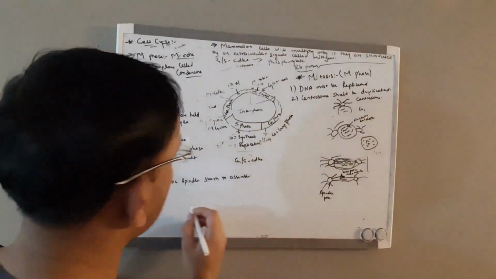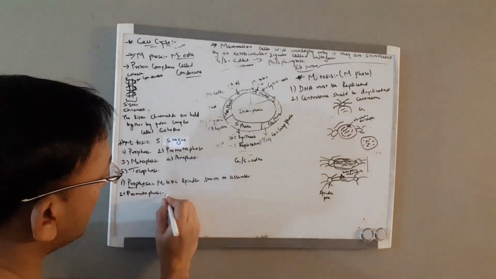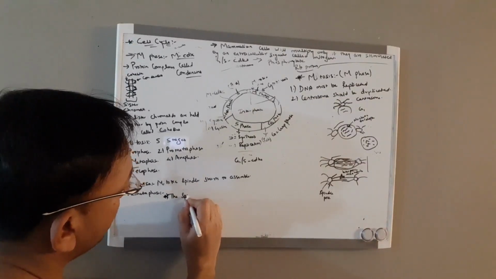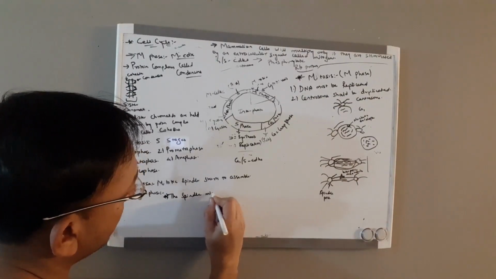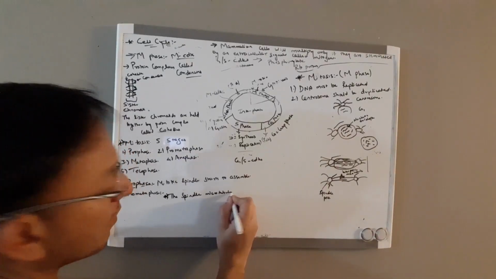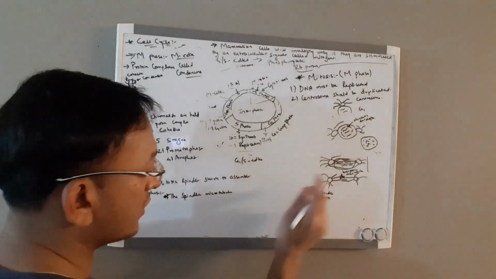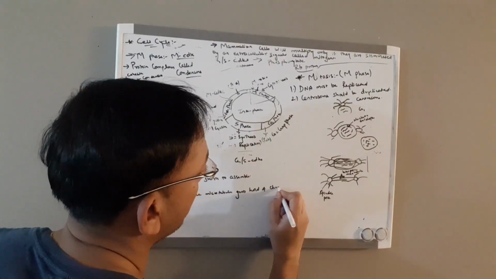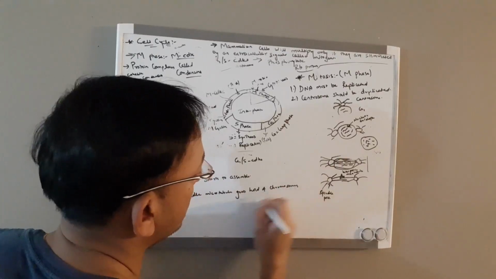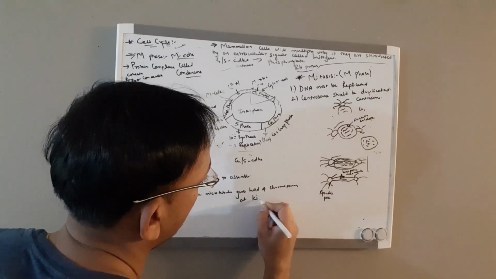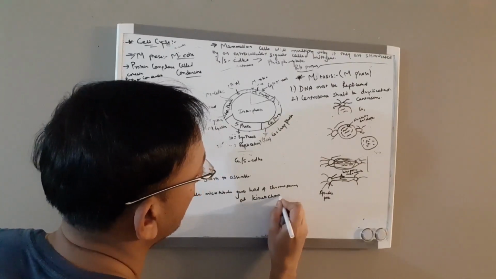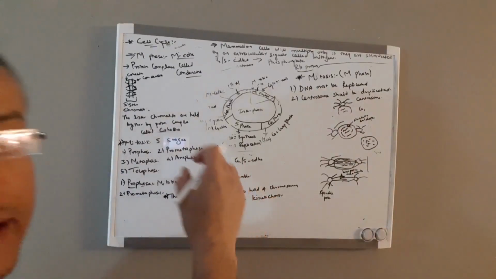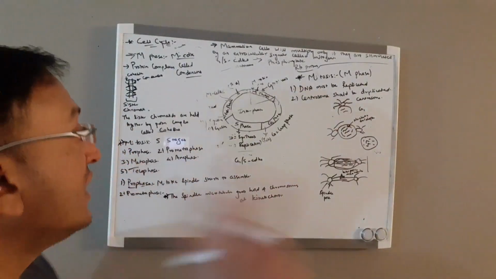So, all right, I will write it down here as a point. The spindle microtubules grab hold of chromosomes at the kinetochore. So what is a kinetochore? This is a protein complex that assembles on the centromere of each chromosome.